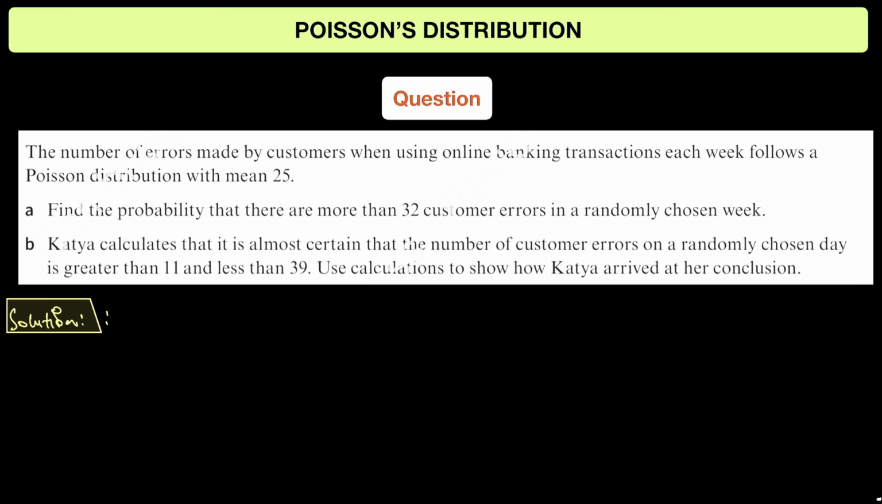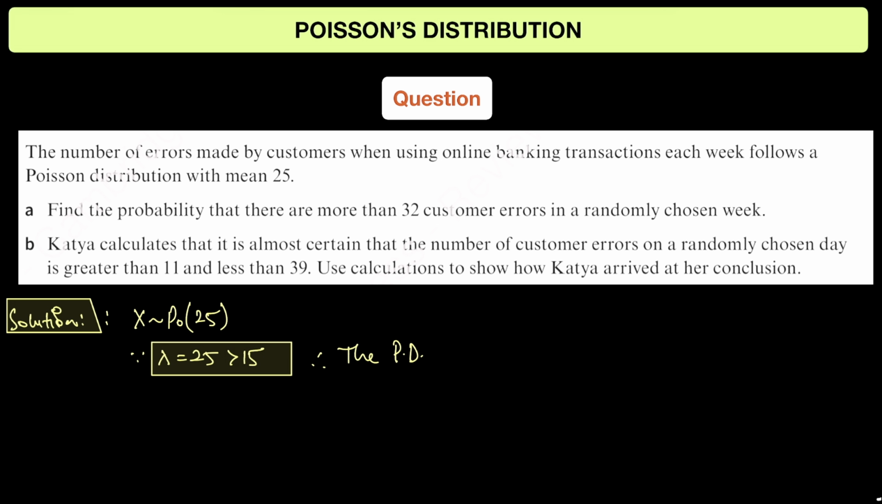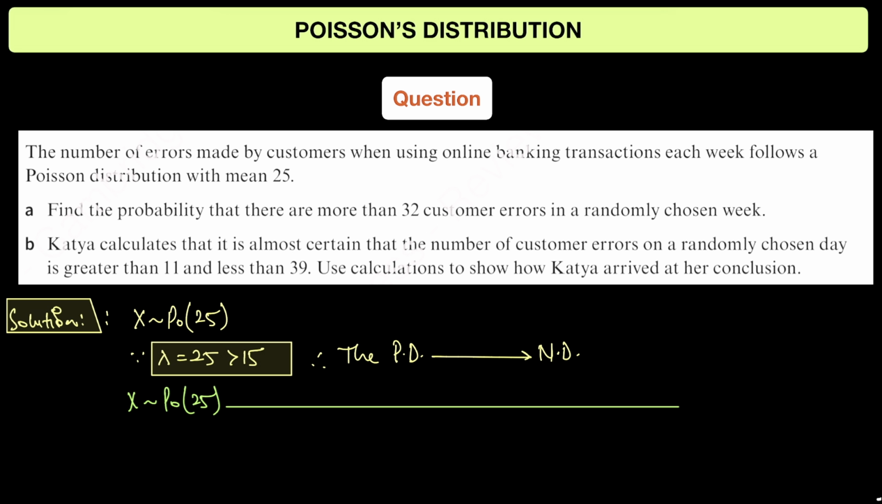So according to the question, X is following a Poisson distribution and the mean of the Poisson is given as 25. Now we will say that since lambda is equal to 25, which is greater than 15, the Poisson distribution can be approximated by using a normal distribution. So we will write it as X, which is following a Poisson distribution with mean 25, can be approximated with X following a normal distribution with mean 25 and variance 25.